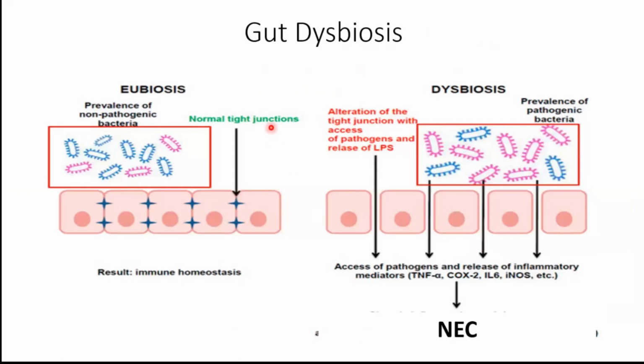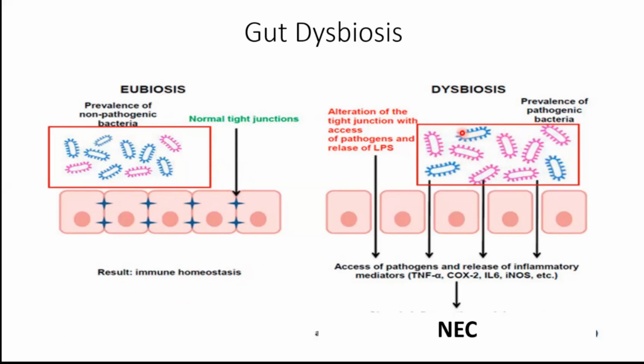So this is the slide showing a disruption of gut microbiota development and its homeostasis, that is gut dysbiosis. In the first image, there is eubiosis, meaning there is prevalence of non-pathogenic bacteria, which causes normal mucus production and maintains the gut barrier by translocating tight junction protein, and this results in immune homeostasis.